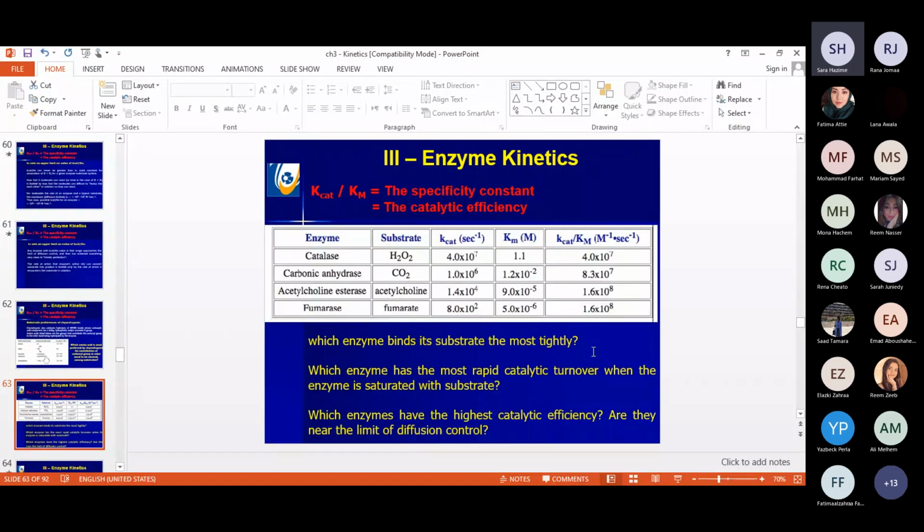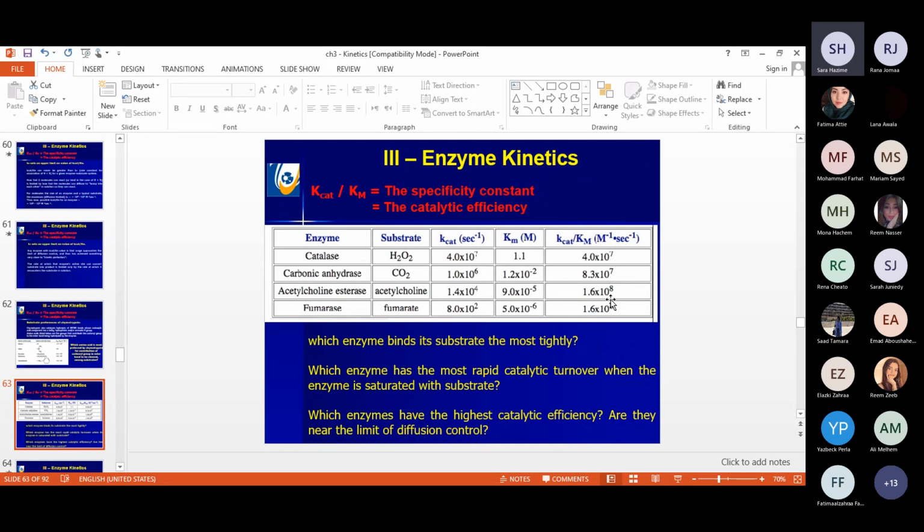Okay. Please note, when we asked about the enzyme that binds substrate the most tightly, we did not say acetylcholinesterase. Right? And when we asked about the enzyme with the most rapid catalytic turnover, we did not say acetylcholinesterase. But when we say the highest catalytic efficiency, acetylcholinesterase appeared, which has the highest K catalytic over Km. So you don't judge based on Km alone or K catalytic alone. You have to judge based on the value of K catalytic over Km.